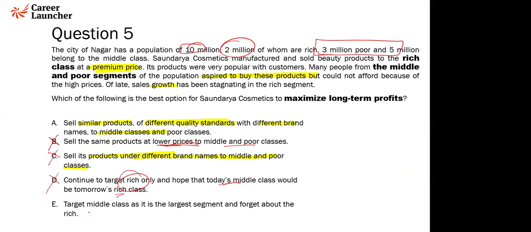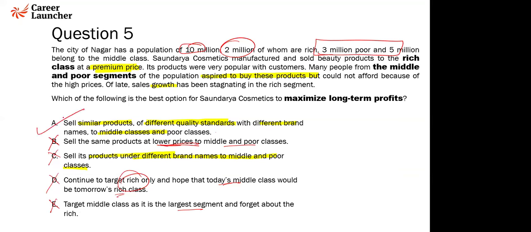E, target the middle class as the largest segment. Same problem as D. It is effectively saying abandon the premium class, but premium is where you are able to charge a high price. It's the rich segment which is able to afford the premium products and give you higher profits or margins. The best option is A.